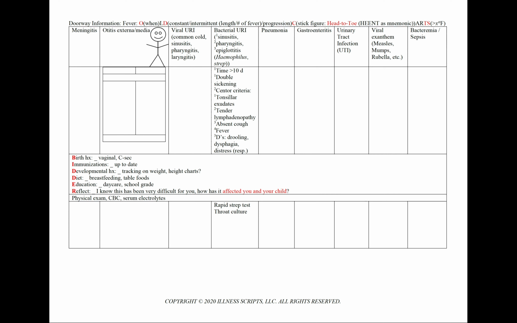And for epiglottitis, Haemophilus, or strep, we'll see the 3 Ds: drooling, dysphagia, and respiratory distress. And we'll order a rapid strep test and a throat culture.